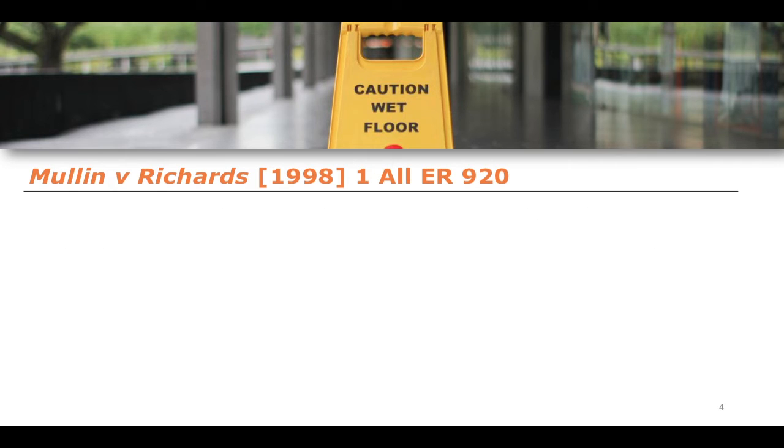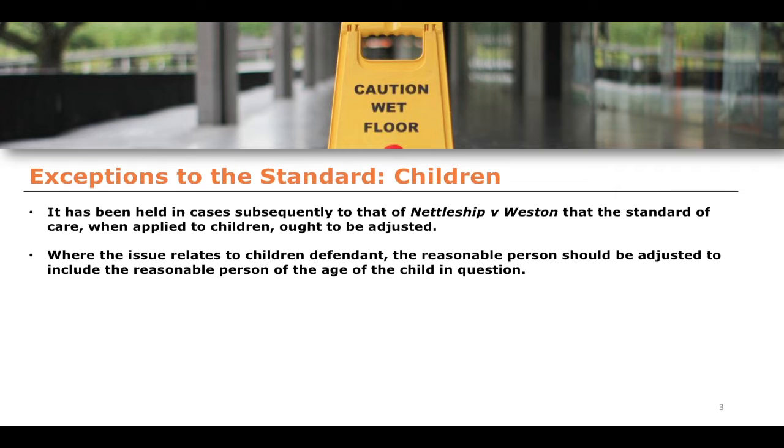And we'll talk about the case of Mullen and Richards in a second, but ultimately, the courts have been asked the question of the reasonable standard of children, and they've said essentially that we will adjust it to the reasonable age of the child in question. But what does that actually look like in terms of a shift in the standard? Does that actually significantly lower the standard in any meaningful way?